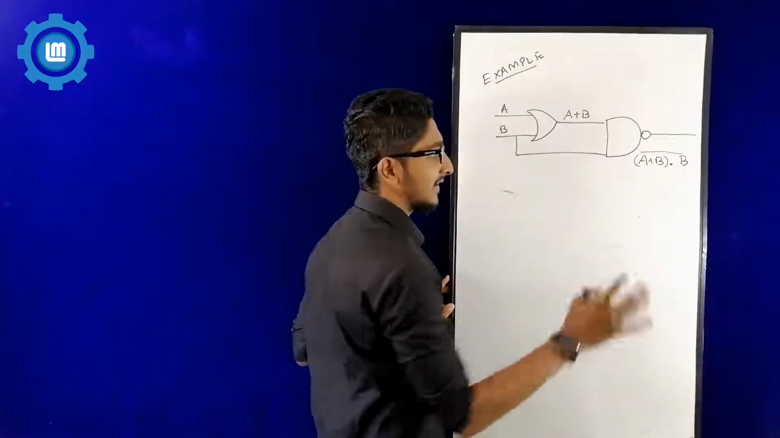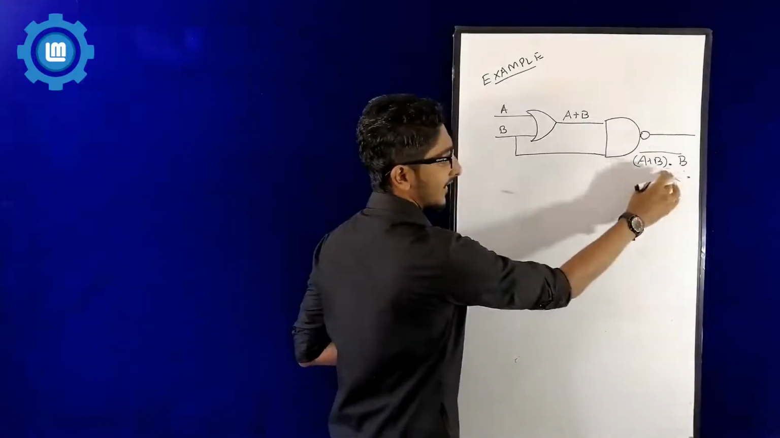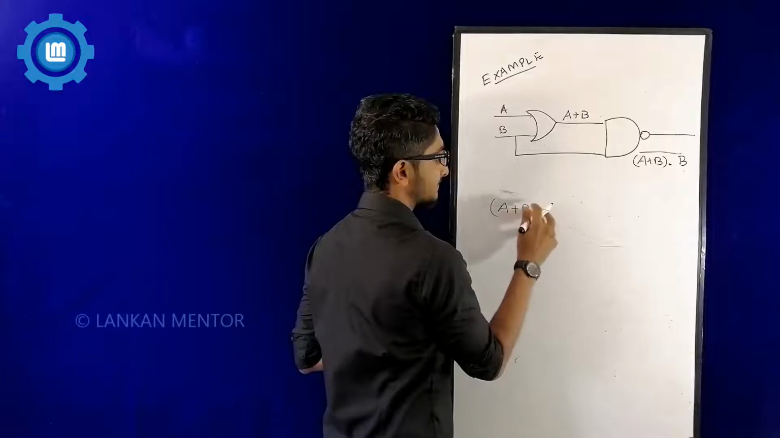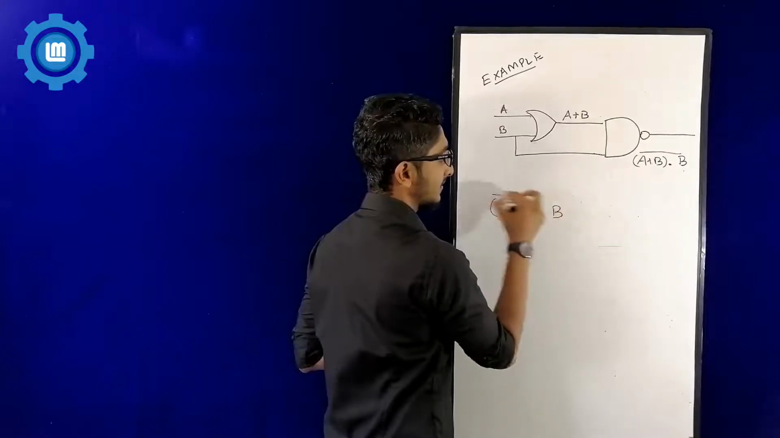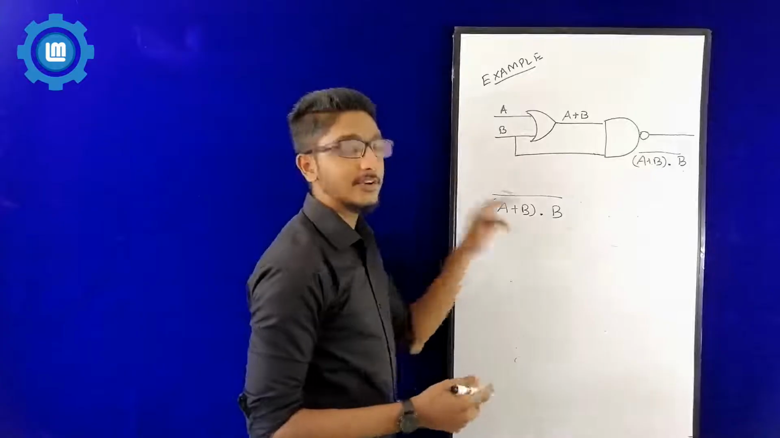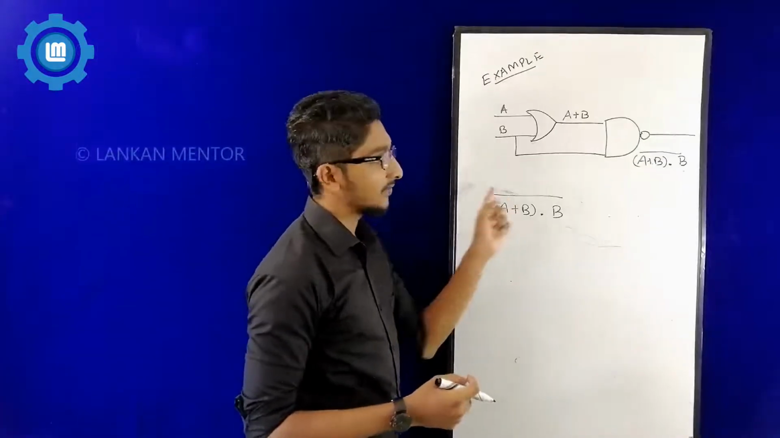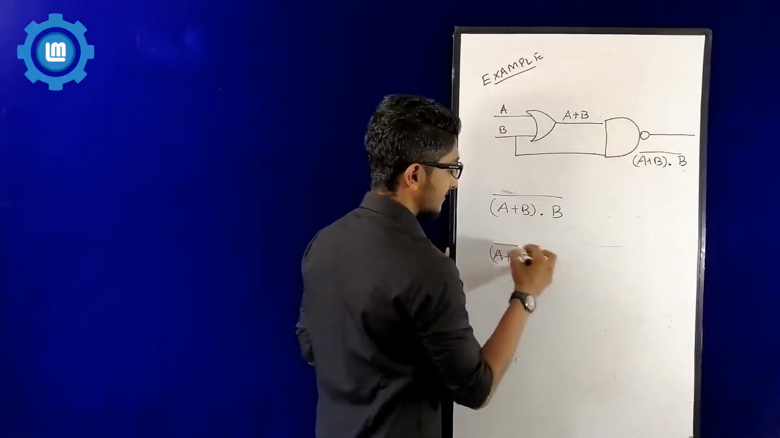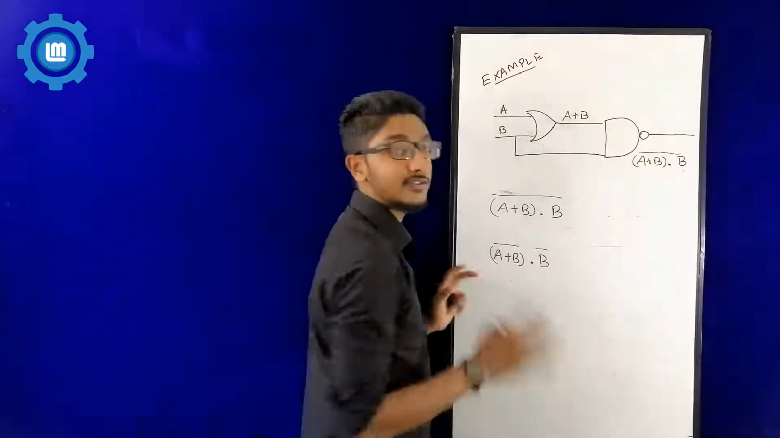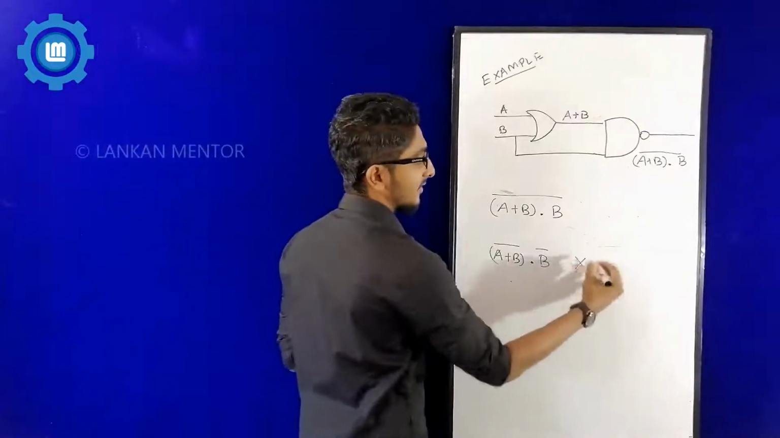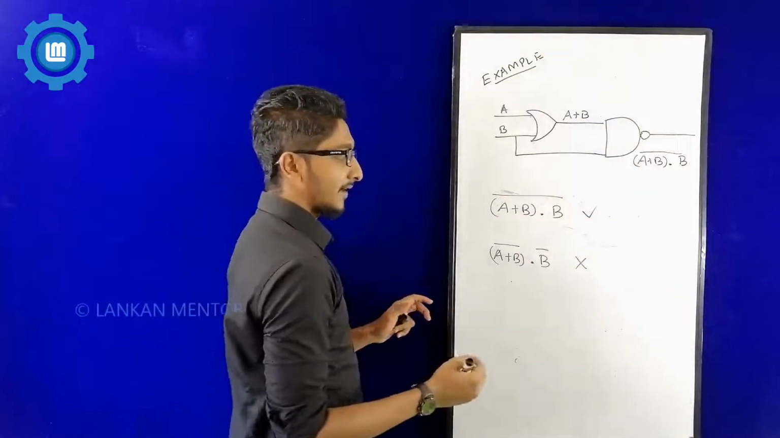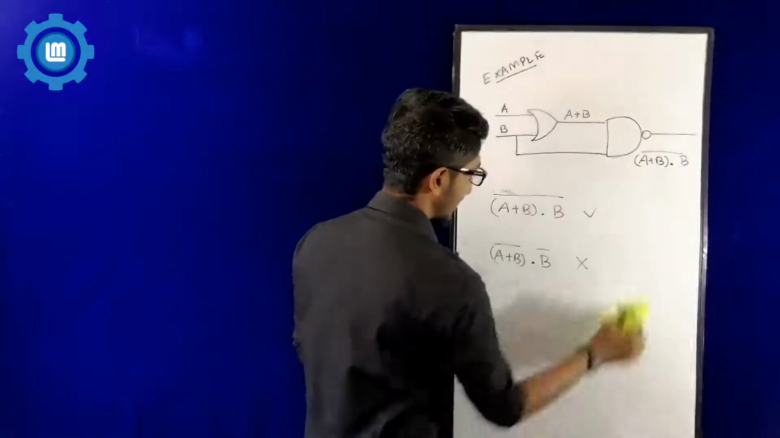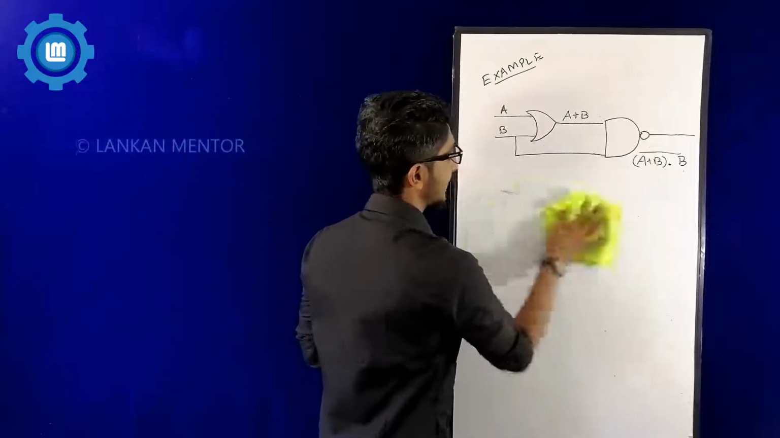Now you cannot write this separately. The final output of this is A plus B dot B, with the bar over the whole thing. You have to write it like this. The bar is for the whole thing. You cannot write it like A plus B bar dot B bar. This is wrong. Don't put this. Now there are situations when it comes separately, so I'll discuss that in another example.